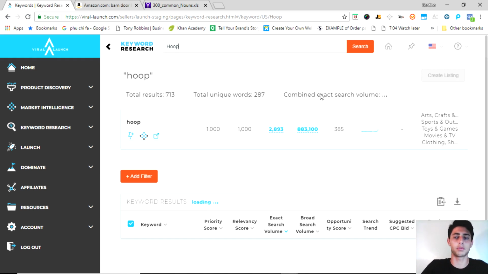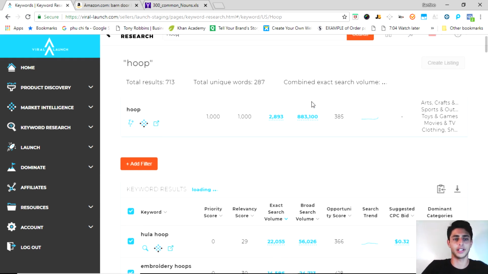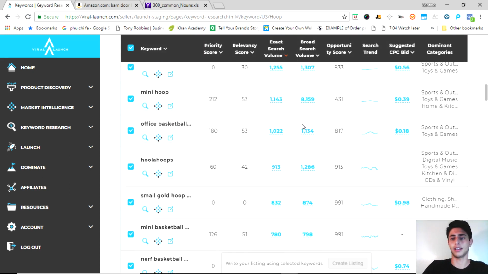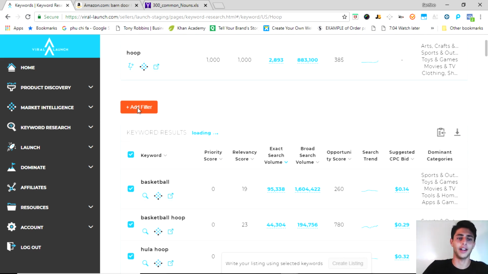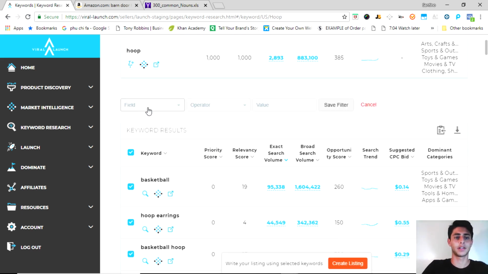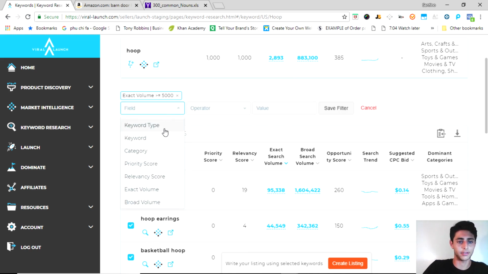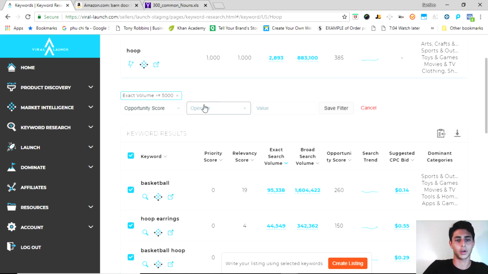So what it's going to do is propagate all of the different keywords and search terms that are related to the keyword hoop. We can see there's hundreds, but what we're going to do is add our filters again. Again, first thing is exact search volume. We want to filter by greater than or equal to, and then 5,000. It's going to give us only search terms that are doing over 5,000 monthly searches. And then the same thing again for the opportunity score. We're going to set opportunity score greater than or equal to 400, and then filter out.